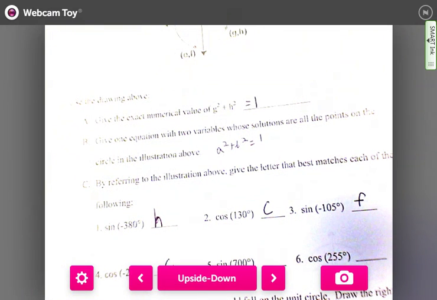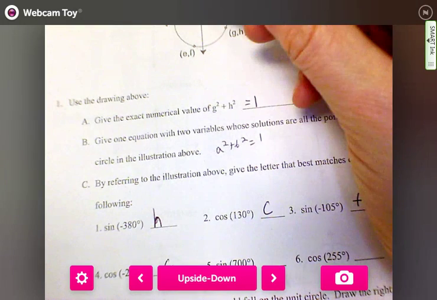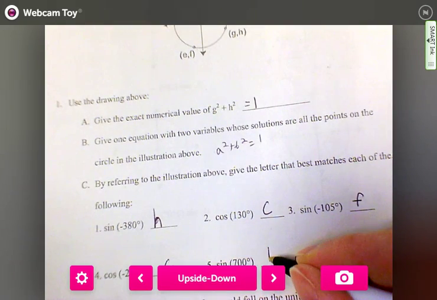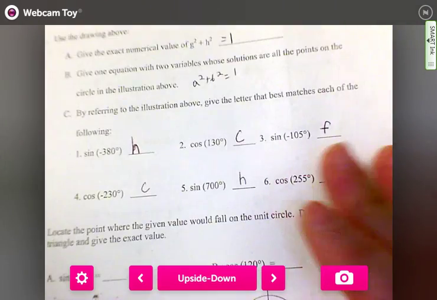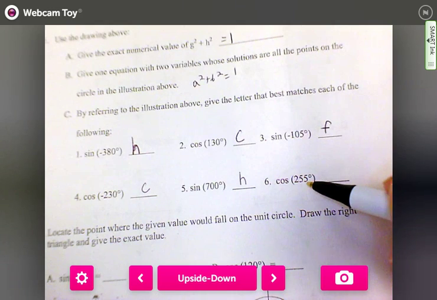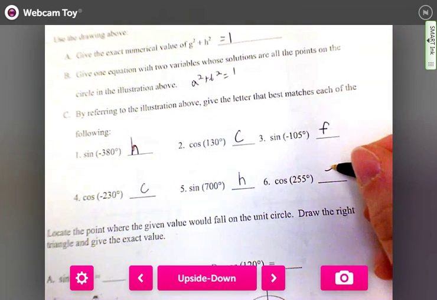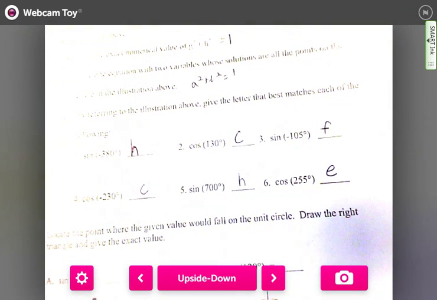700 minus 360 gives me 340. So I want to go all the way around to 340. So I'm at the Y value, so I'm right there at H. Yep, sorry. And the cosine is 255. We're right here at EF, so we're at the E value. Okay, so it's just kind of giving you an idea of where those points are on the graph, and remembering that sine is the Y value and cosine is the X value.